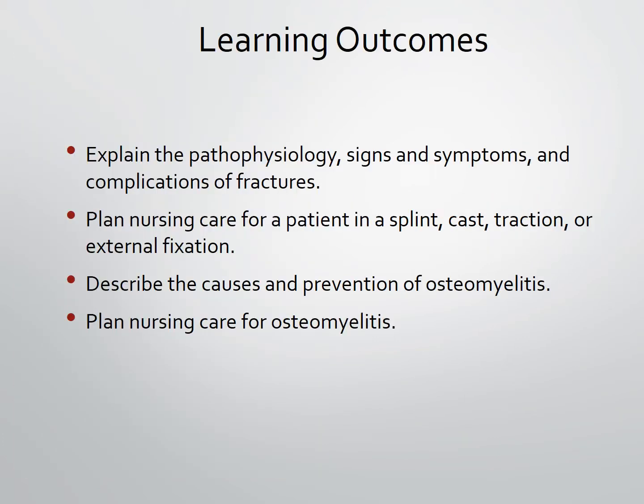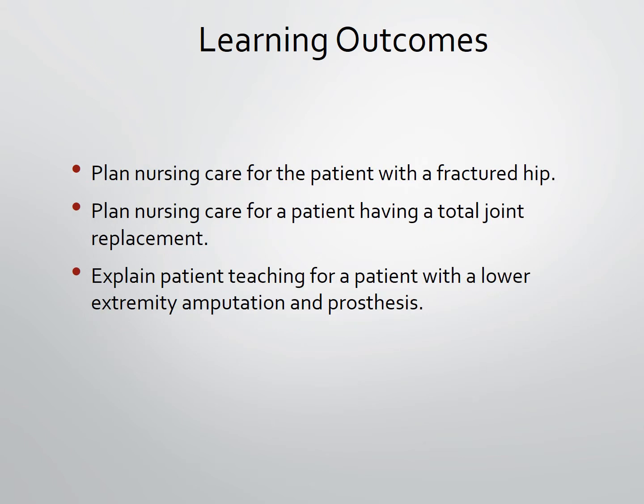Some learning outcomes. You want to be able to explain the pathophysiology, signs and symptoms, and complications of fractures. Plan nursing care for patients with splints, casts, traction, and external fixation. Describe the causes and prevention of osteomyelitis, and plan the nursing care for osteomyelitis. Plan your nursing care for a patient with a fractured hip. Plan the nursing care for a patient having a total joint replacement. And explain patient teaching for a patient with a lower extremity amputation and prosthetic.